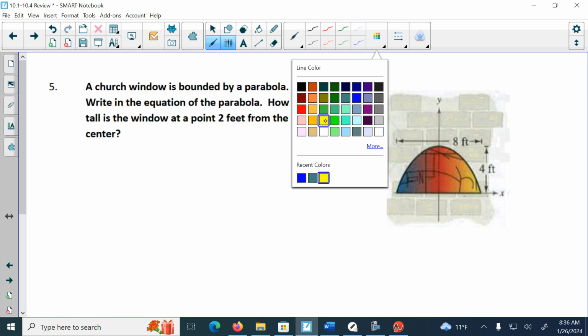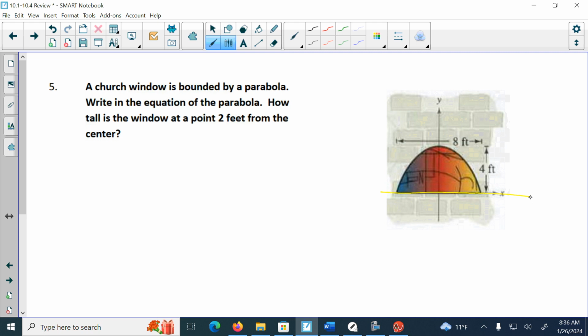So if I make it so the vertex is at 0, 0, that should make my life slightly easier. If I do that, then if I have these points here, like this, it's telling me from here to here is 8 feet.